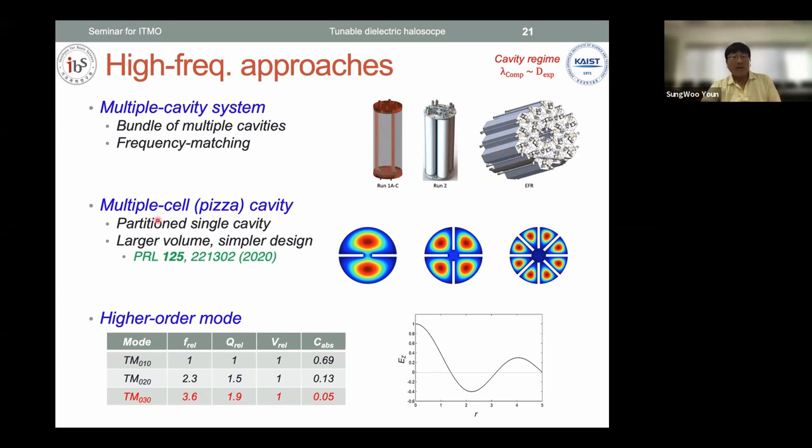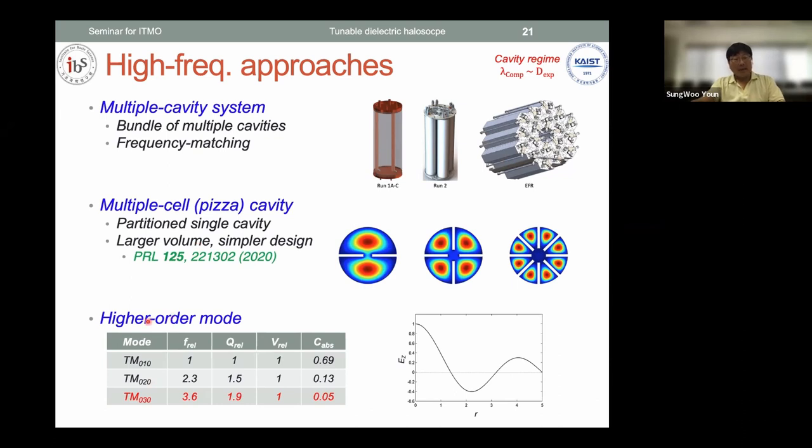Okay, CAPP, on the other side, developed another interesting design, which is called the pizza cavity. Basically, it's a single cavity with partitions like this. Looking at it, it's pretty much like a pizza, that's why it's called that. Compared to the multiple cavity system, it gives us a larger volume and a simpler design. And a couple of years ago, the design was experimentally demonstrated. So CAPP is still pursuing this design too.